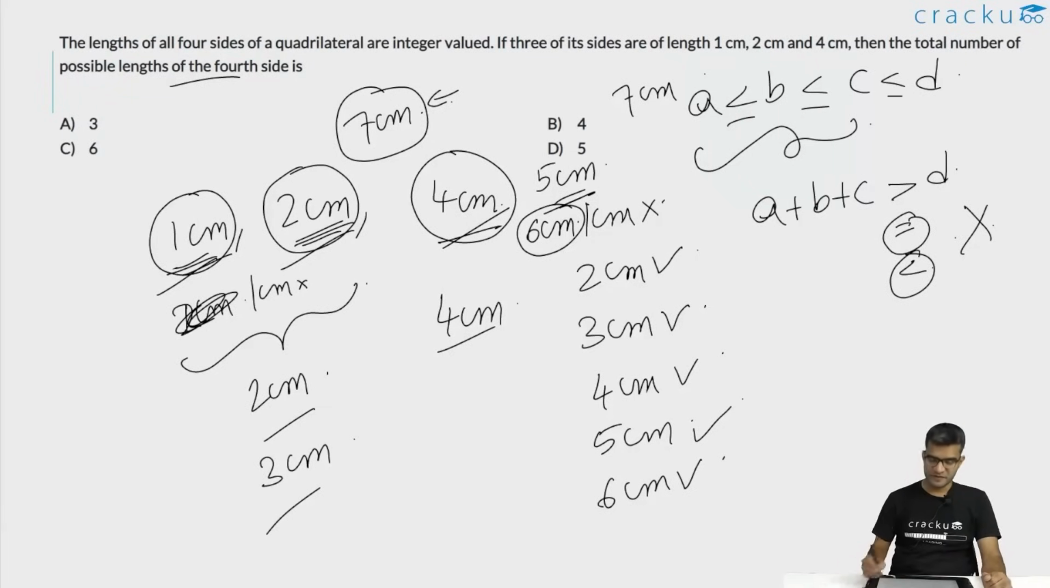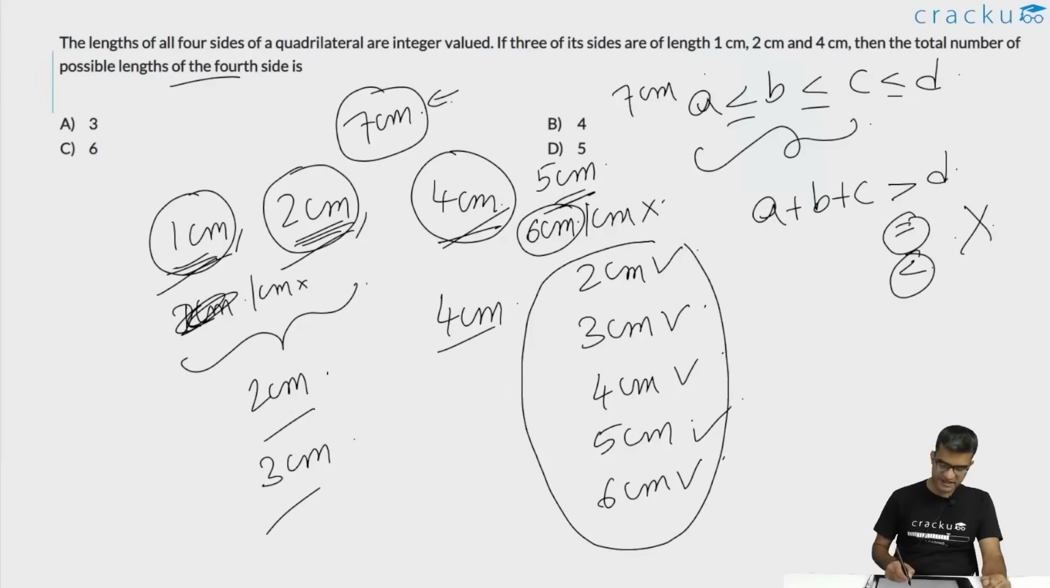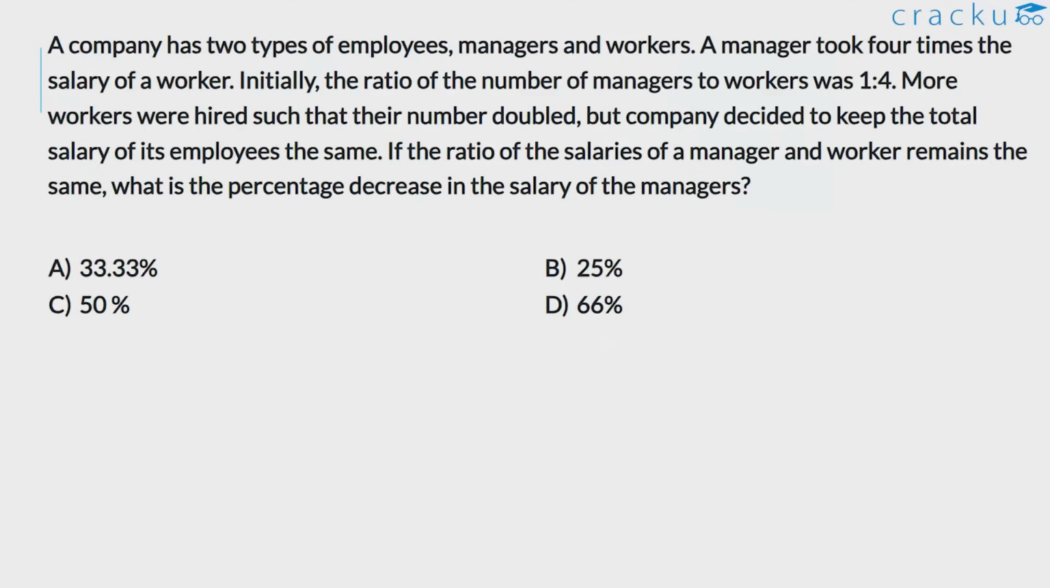That is not allowed. So the integral values that the fourth side can take are 2, 3, 4, 5 and 6, which is 5. It can take 5 values.